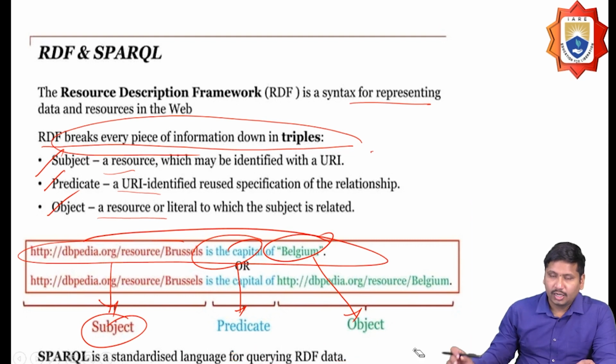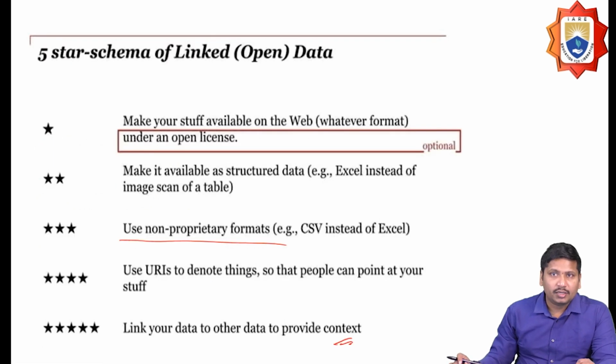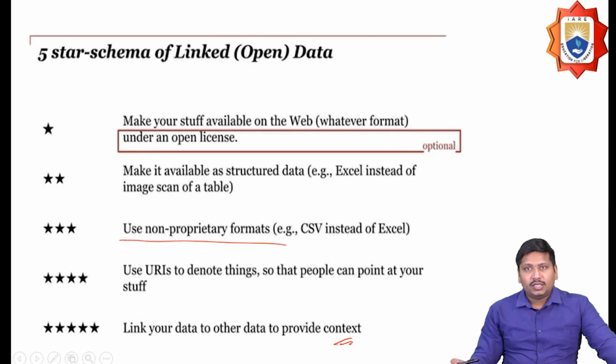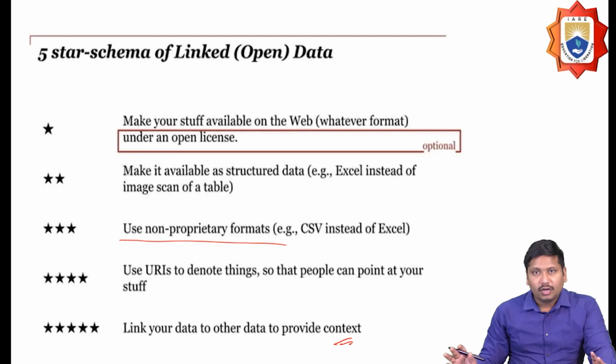SPARQL is a standardized query language for processing data. Then how are we going to publish linked data? We have different levels here: the 1-star scheme of linked data, 2-star, 3-star, 4-star, and 5-star.